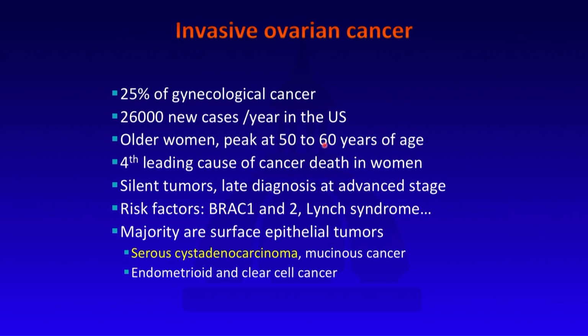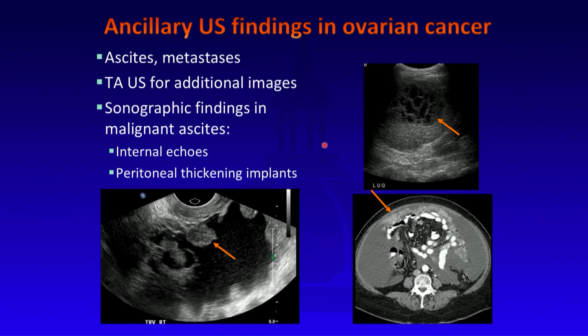We know about the risk factors, BRCA gene, Lynch syndrome, etc. And the majority of surface epithelial tumors of the ovary are serous adenocarcinoma, mucinous cancer, although the benign type of mucinous tumor is more common, endometrioid and clear cell cancer. So what are the ancillary findings in ovarian cancer?